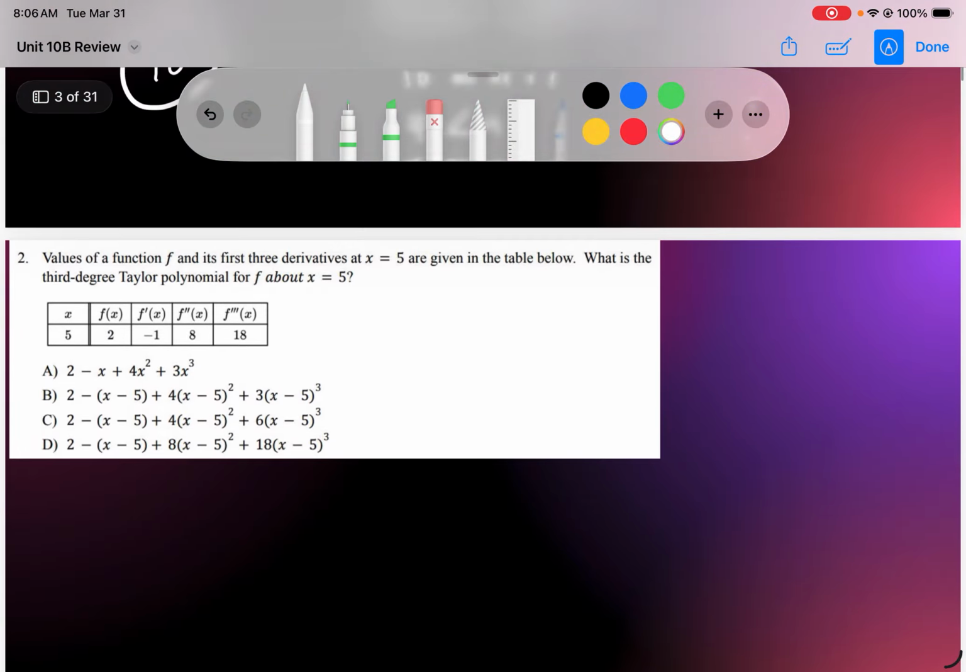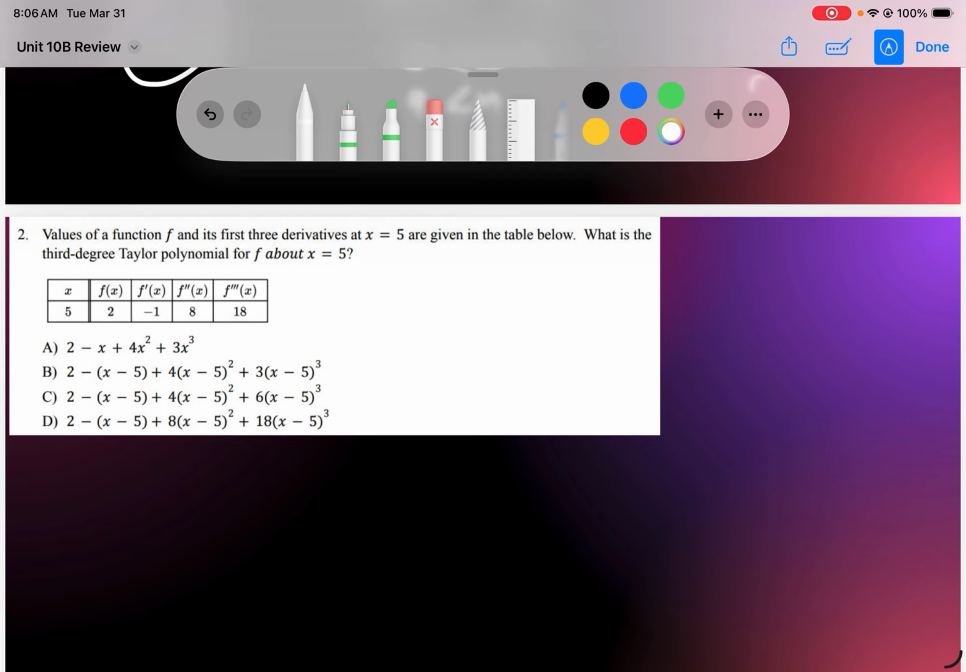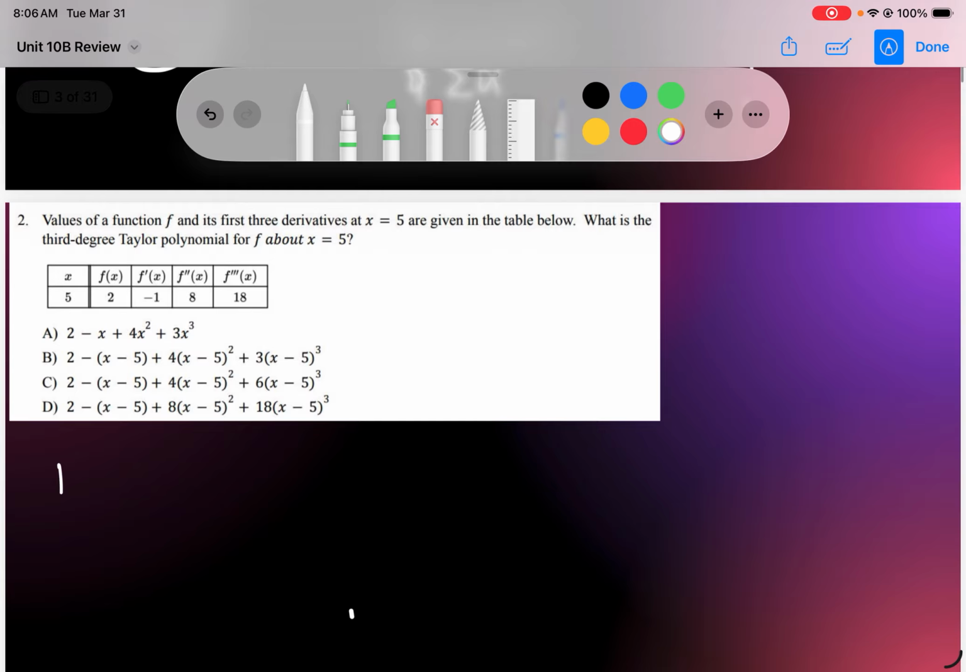All right, number 2. Values for the function f and its first 3 derivatives at x equals 5 are given in this table below. What is the third degree Taylor polynomial for f around x equals 5? All right, so I'm going to write this out. I'm going to say P sub 3 for Taylor polynomial. Some people write it T sub 3 of x like that. I think T for Taylor, P for polynomial, but it doesn't really matter.